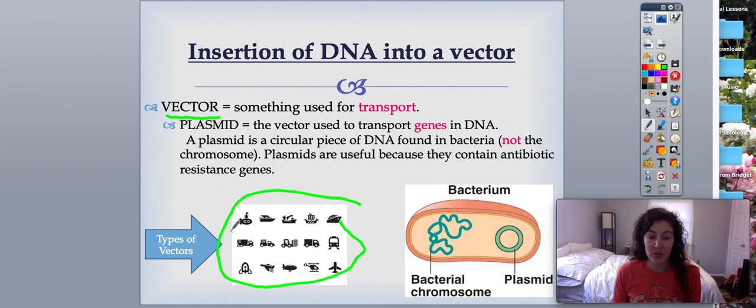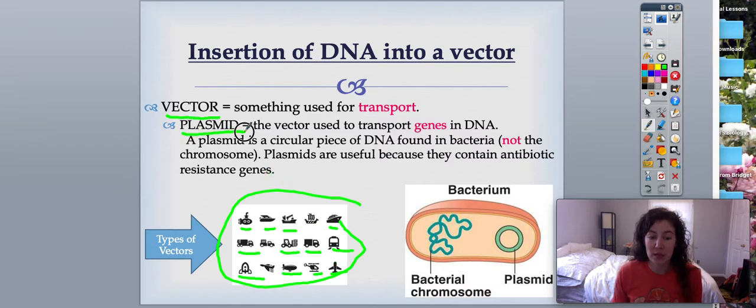Vector is literally anything used for transport. Examples of vectors: submarine, boat, ship, cruise ship, train, truck, a skid steer, cement truck, blimp, helicopter, plane, all sorts of things. Anything used for transport is a vector.